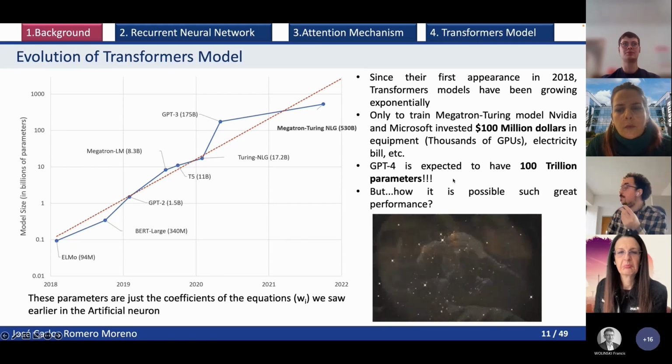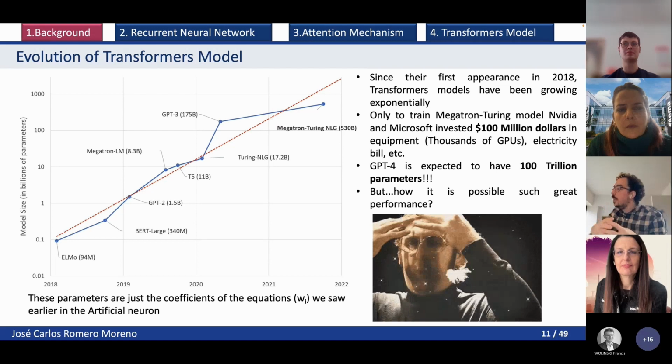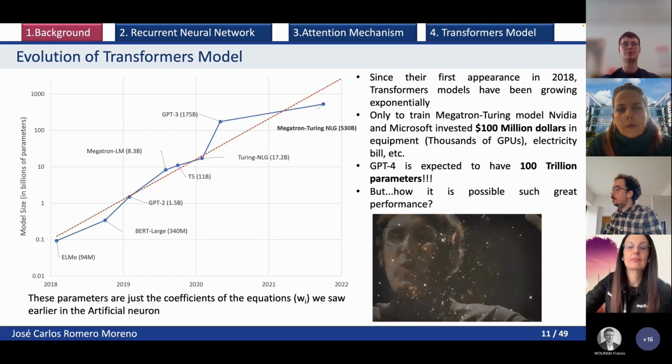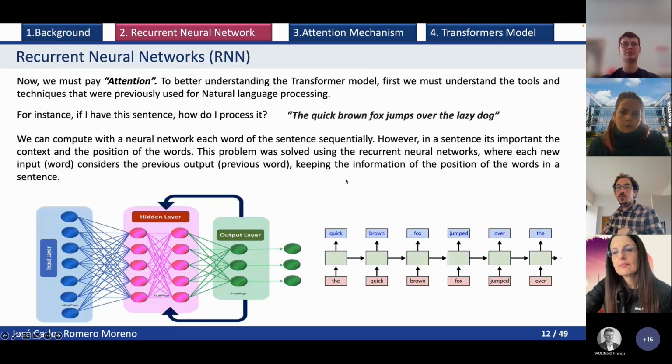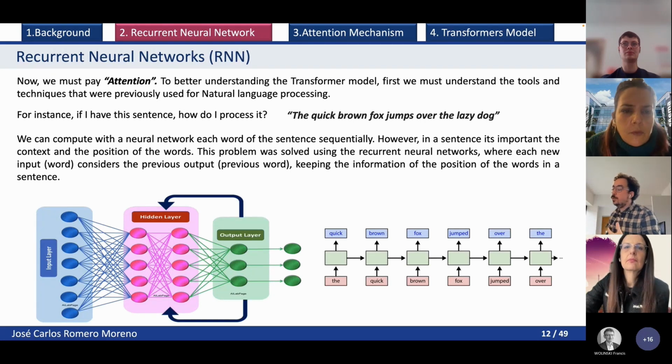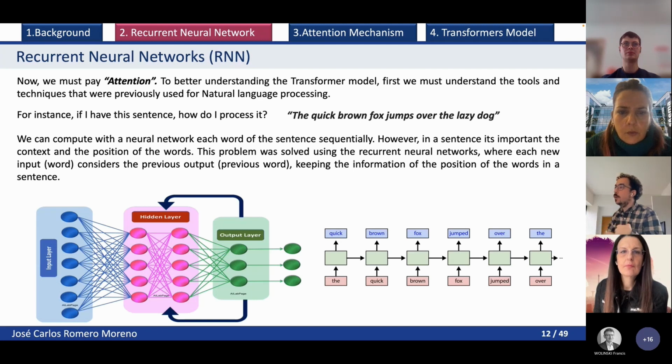Okay, so the main research question you can say is: how is it possible to have this huge increase in performance in only a few years? So we need to go back to the beginning, to the first model that was able to process text. The first neural network that processed text before the eruption of the transformer was the recurrent neural network. So how does it work?